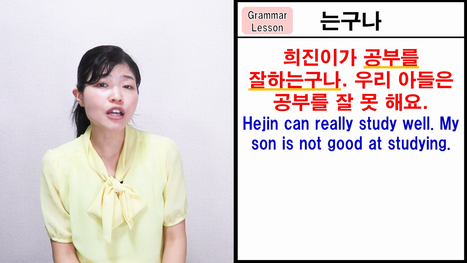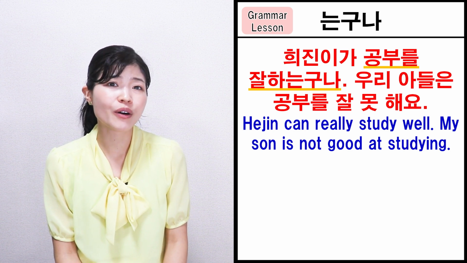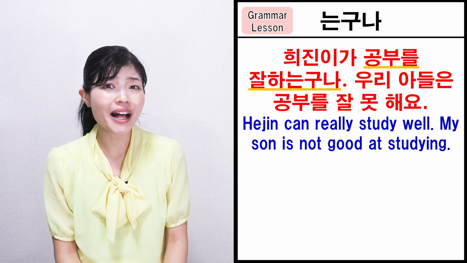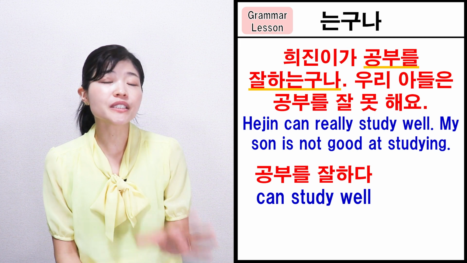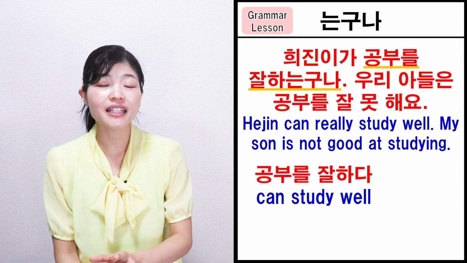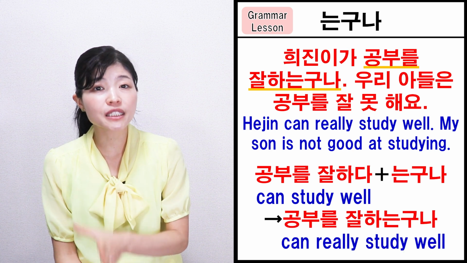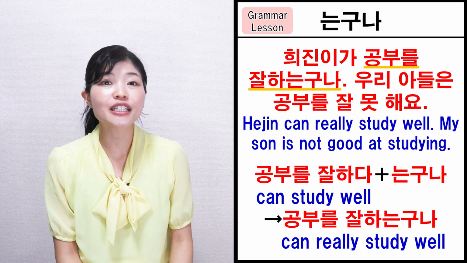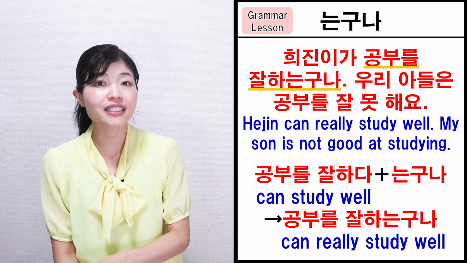혜진이가 공부를 잘하는구나. 우리 아들은 공부를 잘 못해요. Hyejin can really study well. My son is not good at studying. Here, 공부를 잘하다 means can study well. You attach 는구나 to the stem to make 공부를 잘하는구나, can really study well. You can feel the surprise at the newly learned fact like this.